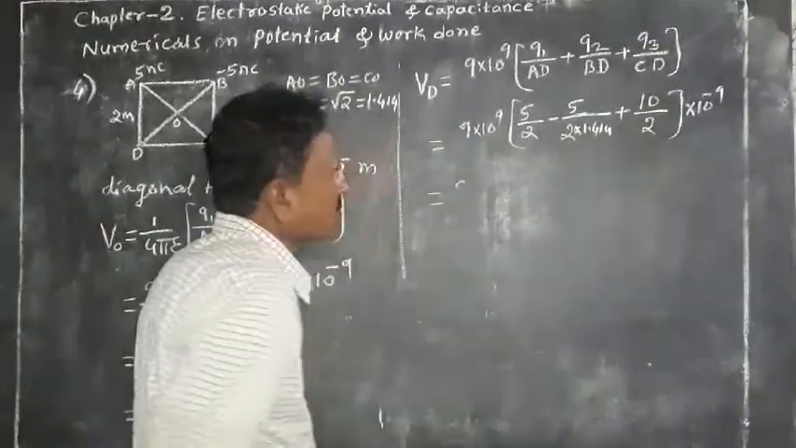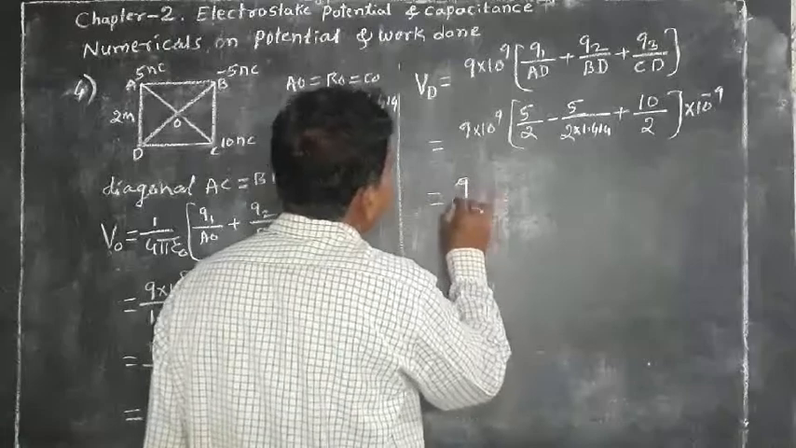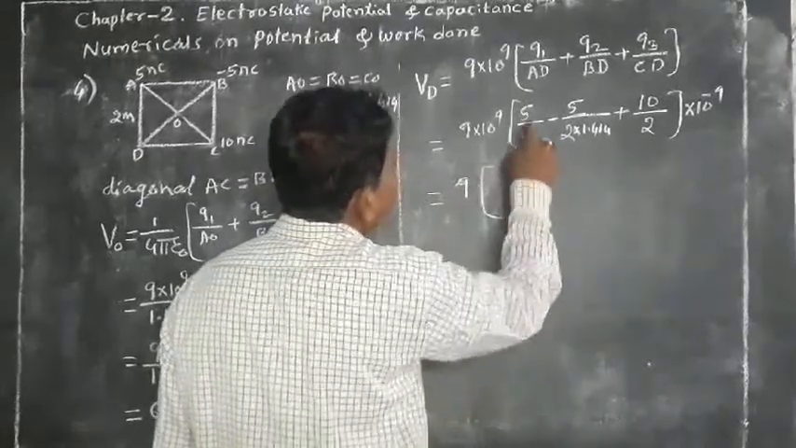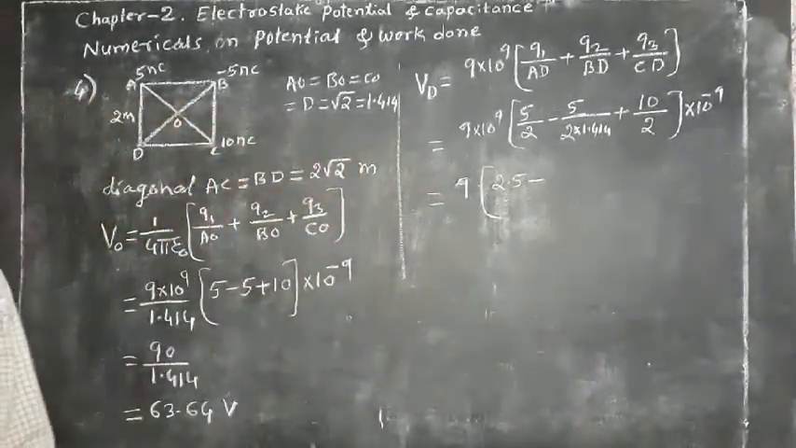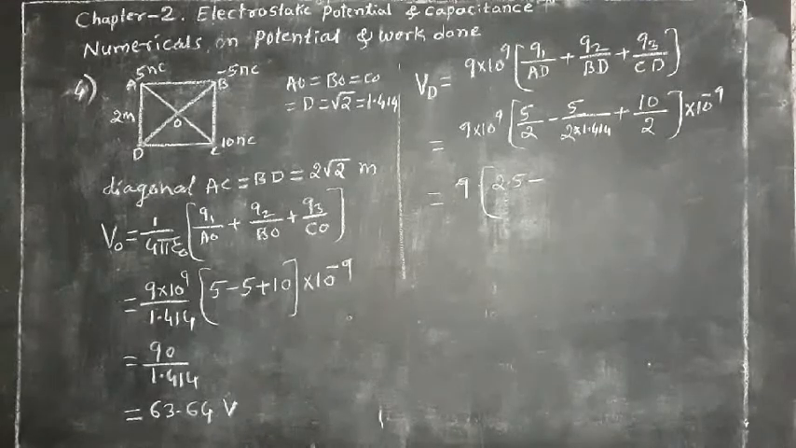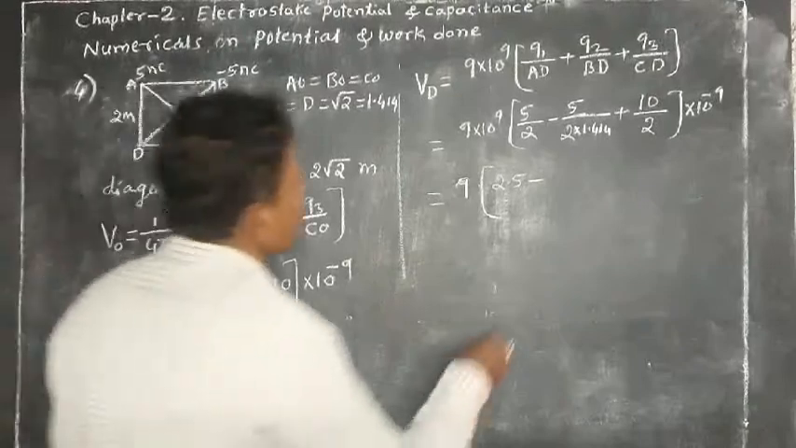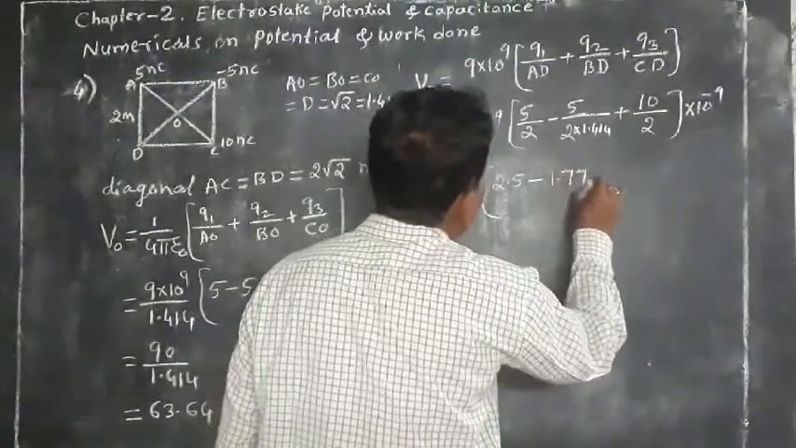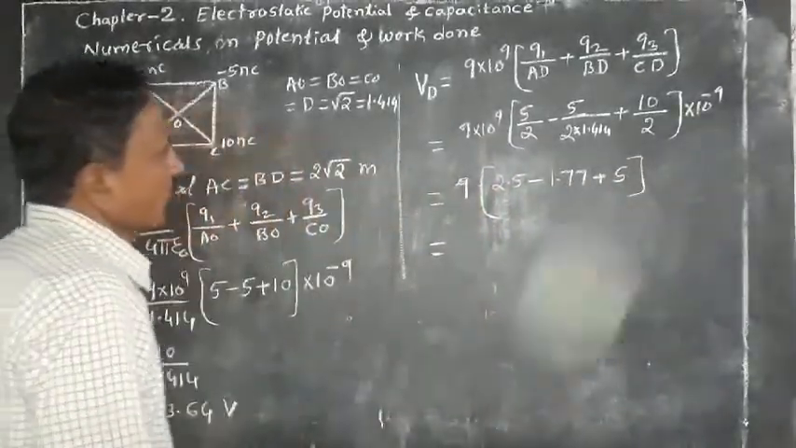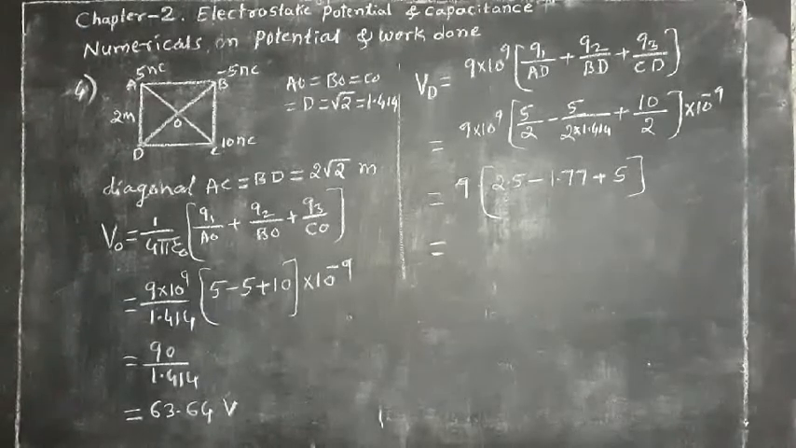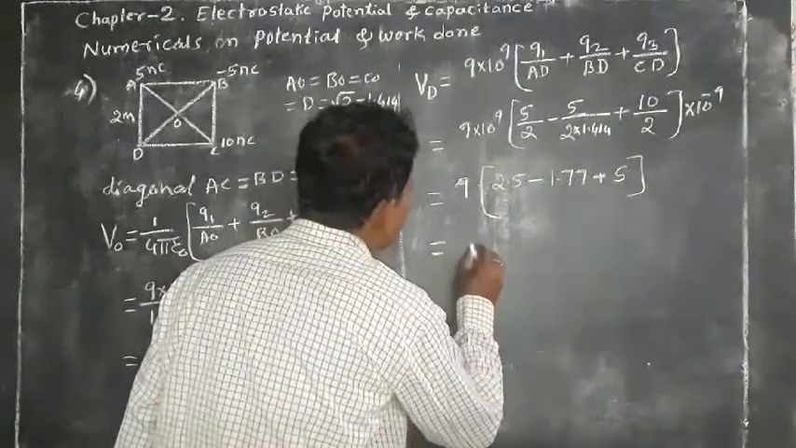Here 10 raised to plus 9 and 10 raised to minus 9 get cancelled. Remaining 9 into 5 upon 2, which is 2.5, minus 5 upon 2 into 1.414, use calculator, 1.77, plus 10 upon 2 equal to 5. That is equal to 5 plus 2.5, 7.5, 7.5 minus 1.77 is equal to 5.73.